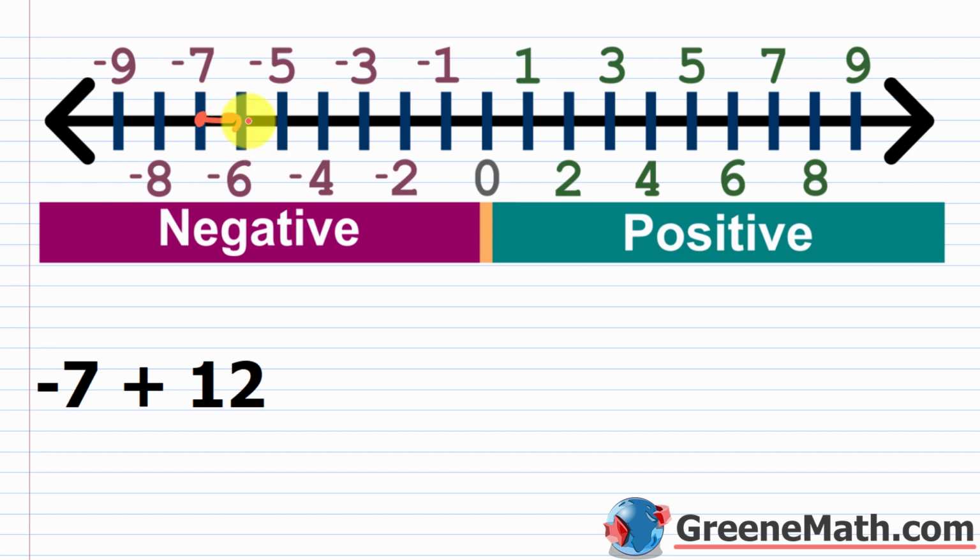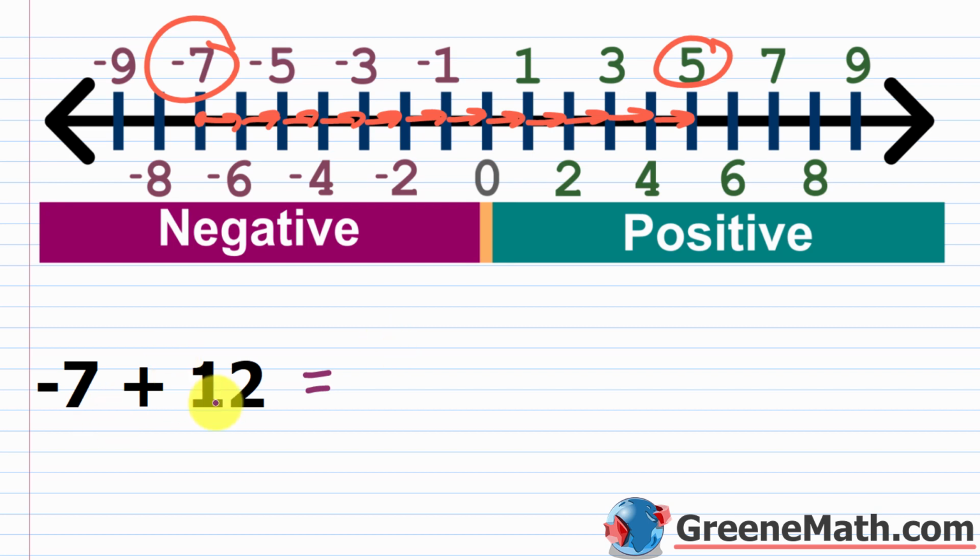So I go 1, 2, 3, 4, 5, 6, 7, 8, 9, 10, 11, 12. So I end up at 5. So here's negative 7. Again, that should make sense. If I owe $7 and I pay $7 off, I'm going to be at 0. But now I didn't just pay $7 off, I paid $12 into my account. So I should have $5 more left in my account.